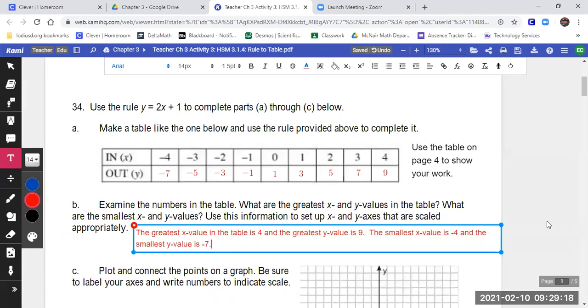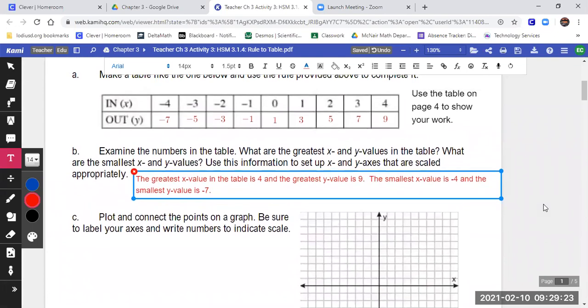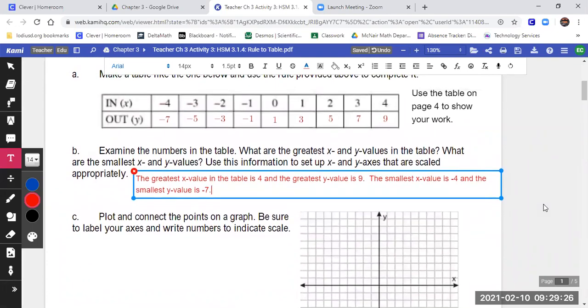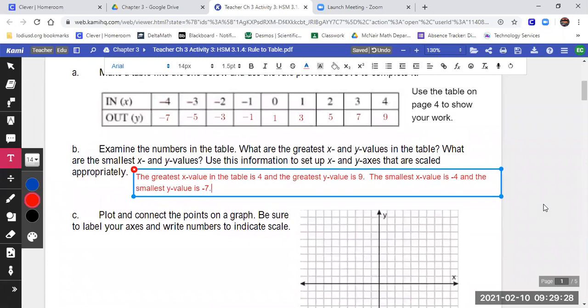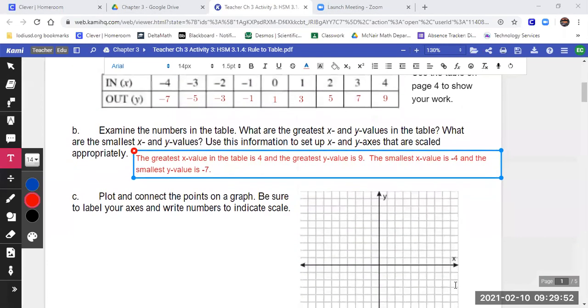Okay. We're using that information to set up the correct X and Y scale. Now, we do not want to have it set up so it's too hard to make the graph. Okay, we want to be able to use the lines and have them help us because we're not making new lines of our own. We're using the lines we have. Okay, so we want to make sure that we're setting up the scale correctly.